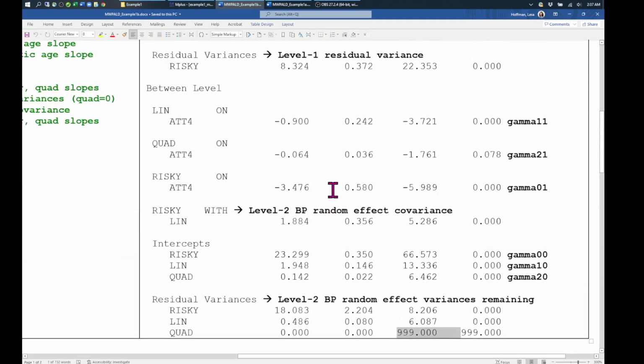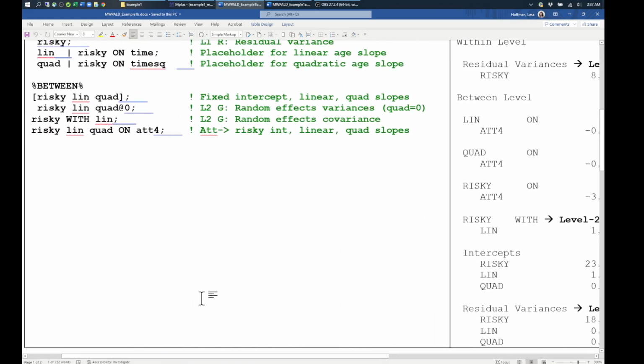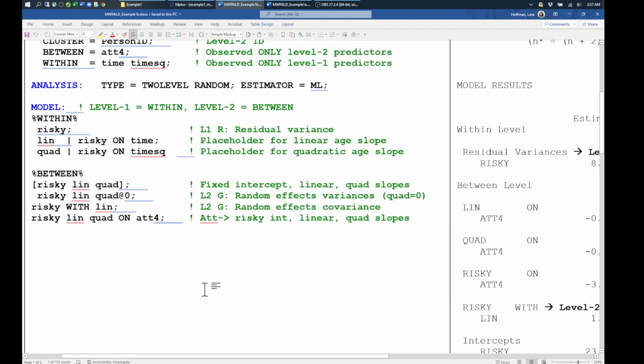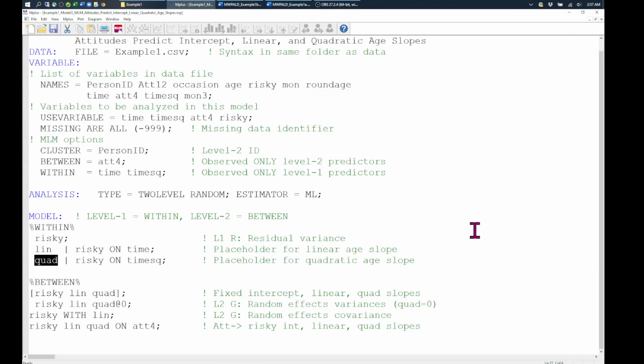All right. So what do you think about this? Doable? Maybe, with some practice? What would we have to change, do you think, if we wanted to have a random quadratic variance? Let's play with this a little bit. In the code, what would be different if I wanted to actually estimate that random age slope variance instead of have it be fixed?